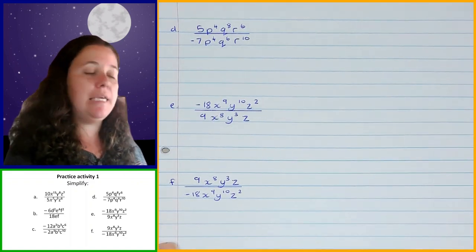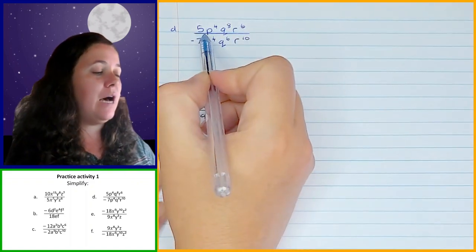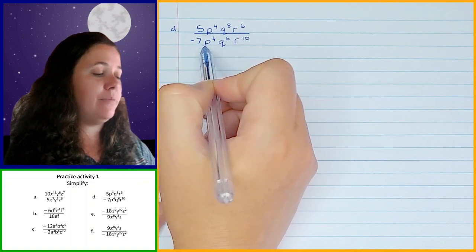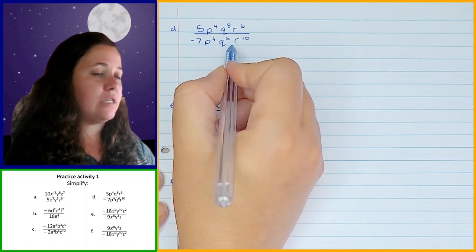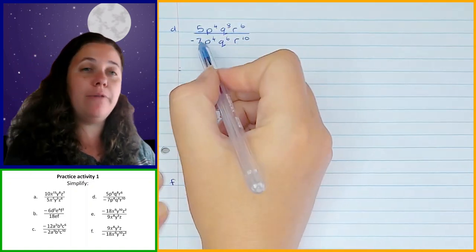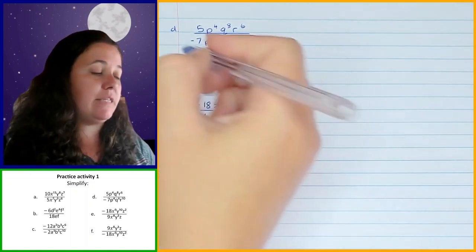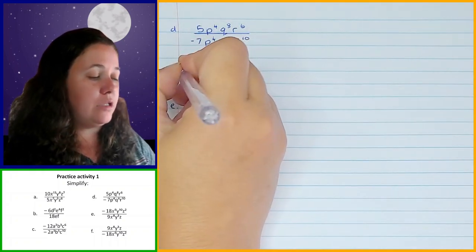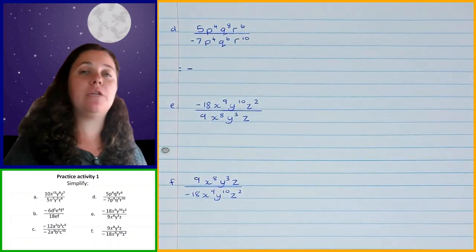So in question D, I've got 5p to the power of 4, q to the power of 8, r to the power of 6 over negative 7p to the 4, q to the power of 6, r to the power of 10. I'm going to start off by saying I know that I've got a positive divided by negative. That is going to give me a negative. That's the first thing I can always do, identify if it is a positive or a negative.